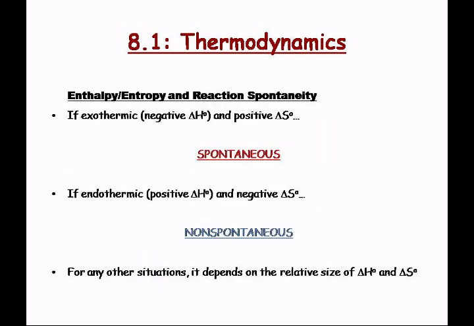Okay? So, in other words, if you're exothermic, you have a negative delta H and a positive delta S, you're always spontaneous. If you're endothermic, positive delta H and a negative delta S, you're always non-spontaneous, okay? For any other situations, it actually depends on the relative size of delta H and delta S. Okay, this is what the previous slide tells us, just more concisely.